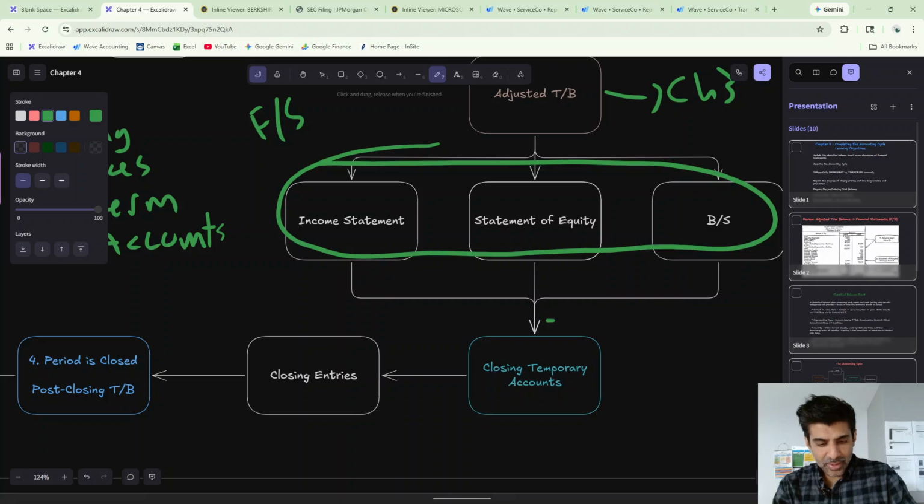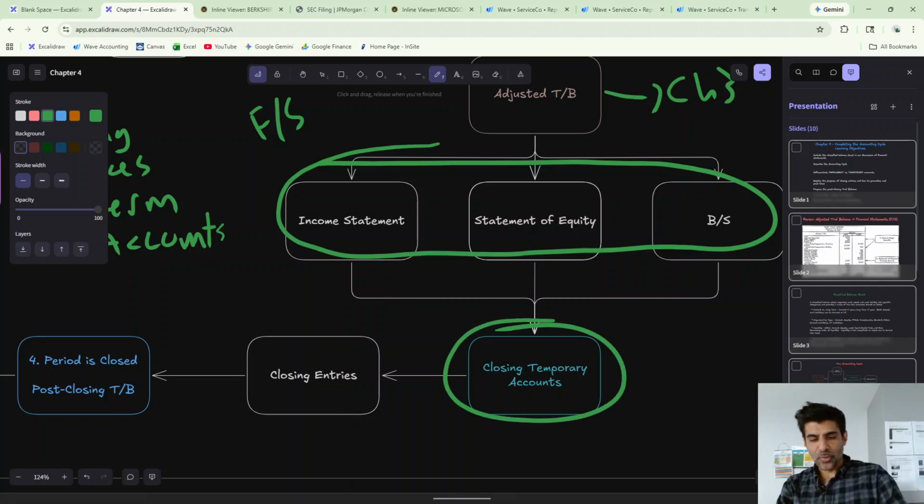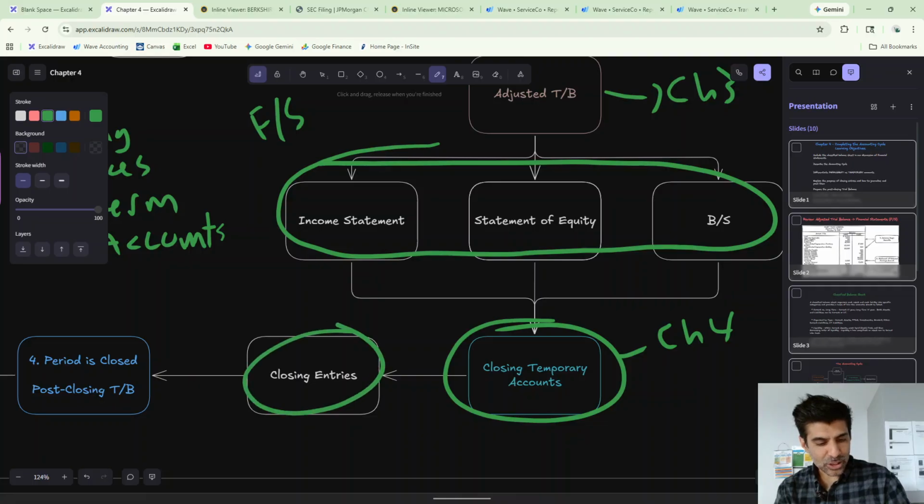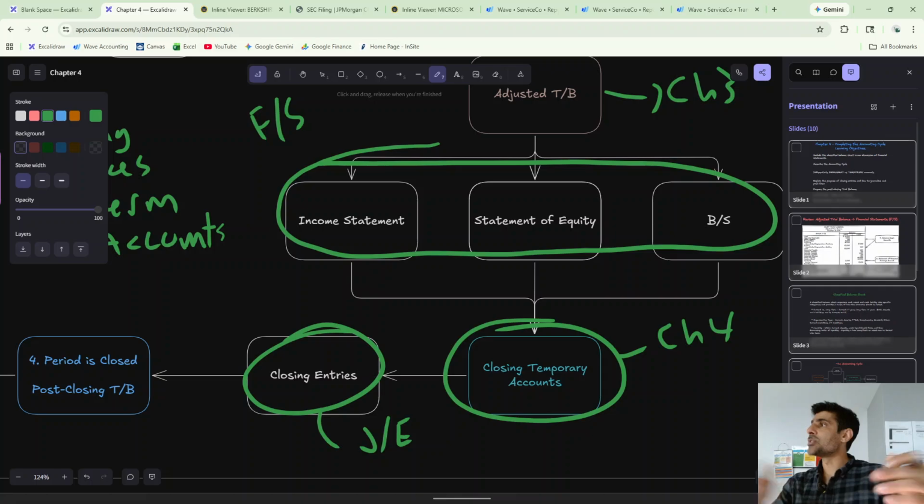So now we're basically coming to chapter 4. After we've made our financial statements, we're going to reset the books for the next period. What that means is taking the revenue, expense, and dividend accounts and zeroing them out and moving that information into retained earnings. We'll see how to do that. It's going to be achieved through these closing entries. These are actual journal entries that will change balances.